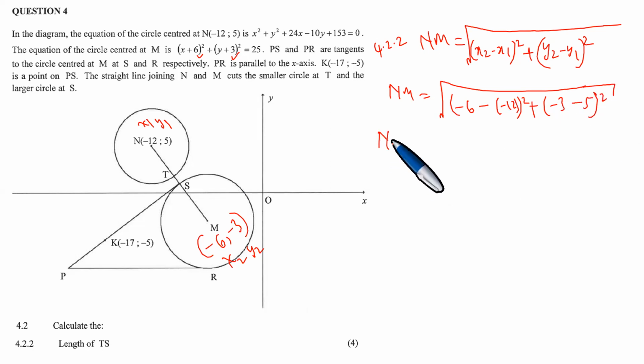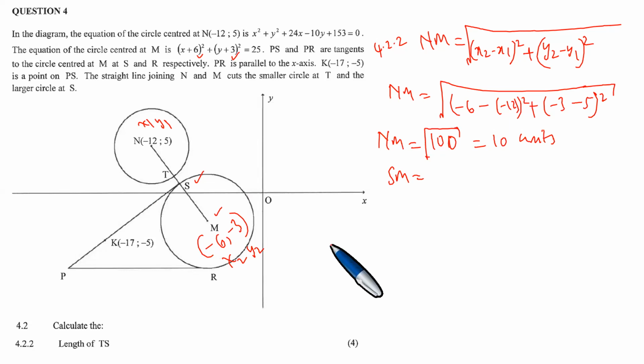So we have NM, 10 units. If you take everything here, it's going to be the square root of 100. Okay, the square root of 100 is exactly 10 units. So we have therefore SM. Right, so now what is actually SM here? Right, so we look at that very carefully. Here is S and here is M. What is the length of SM, which is the radius of this one?